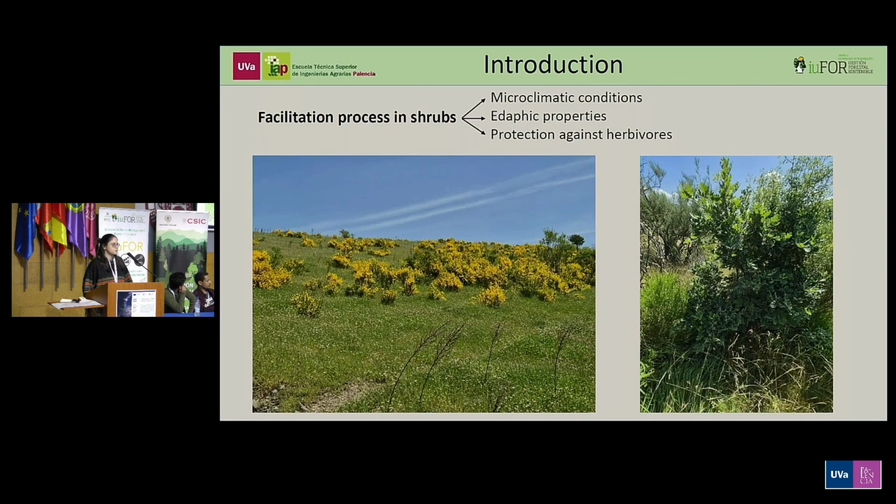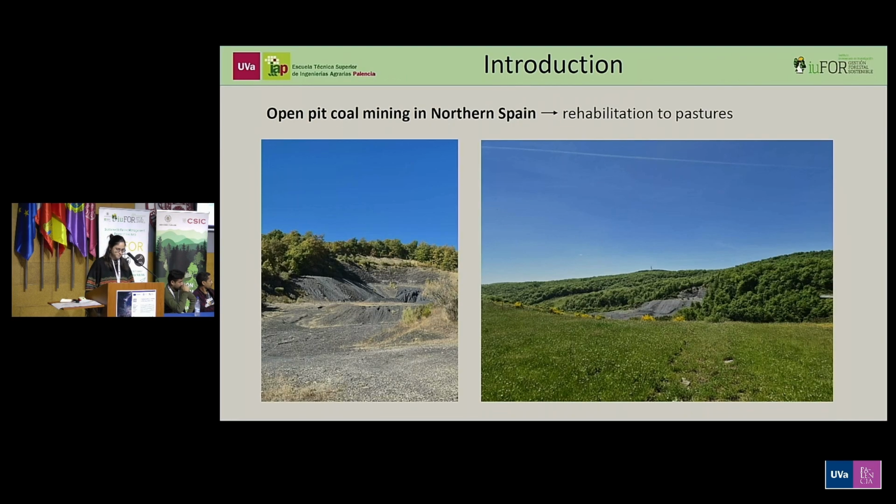Facilitation process in ecology refers to positive non-trophic interactions between organisms in which one of them benefits and none is damaged. And this process has been observed in some shrubs that can improve microclimatic conditions and also edaphic properties, and they can also offer protection against herbivores. This way, shrubs can help herbaceous plants and also tree seedlings to establish themselves.